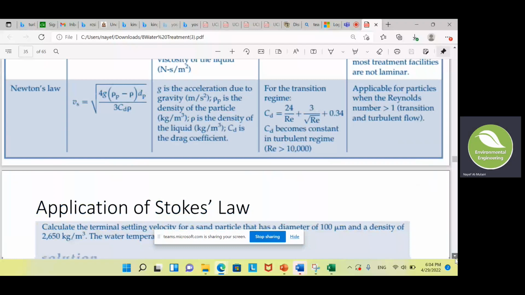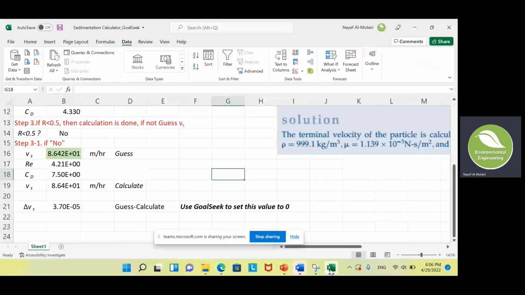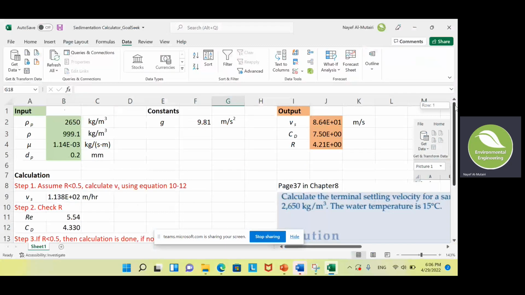I developed an Excel sheet that might help you determine this very easily, and you will see this in the quiz. In the quiz, you don't have to do iteration, because you might spend 1 hour trying to iterate and find the final solution. So I put this code, and I will put it in Teams so you can use it to determine the settling velocity using Excel.